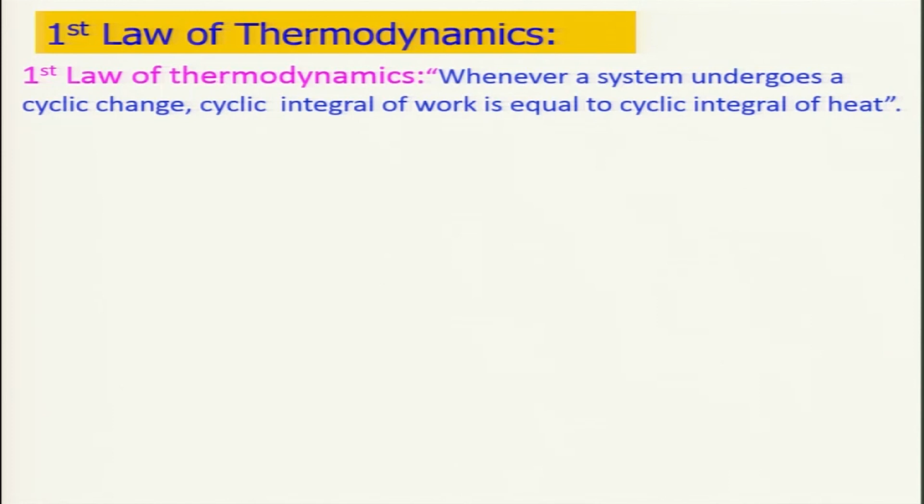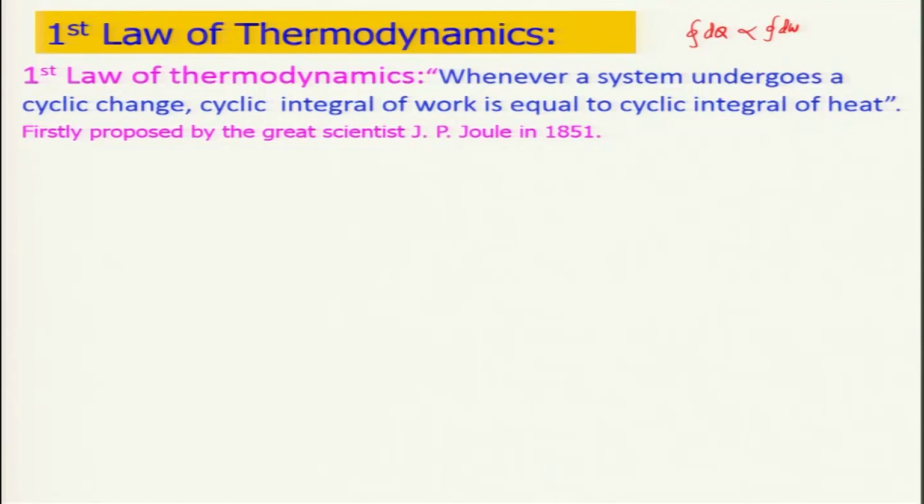What is the meaning of that? What it says is that the cyclic integral of dq is proportional to the cyclic integral of work. That is, the cyclic integral is basically working on a cycle, and that is what it states. And as I told, this was first proposed by the great scientist J.P. Joule in 1851, after conducting a series of experiments in a very systematic manner.